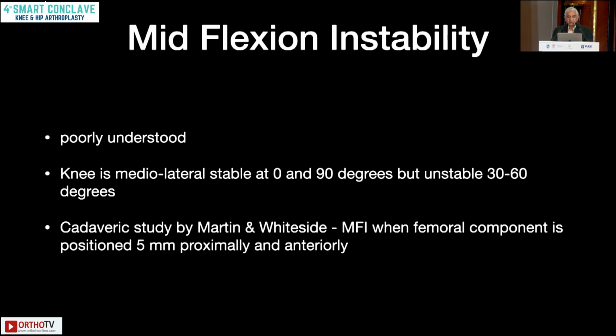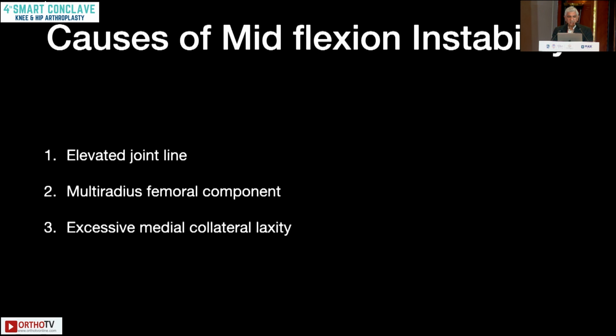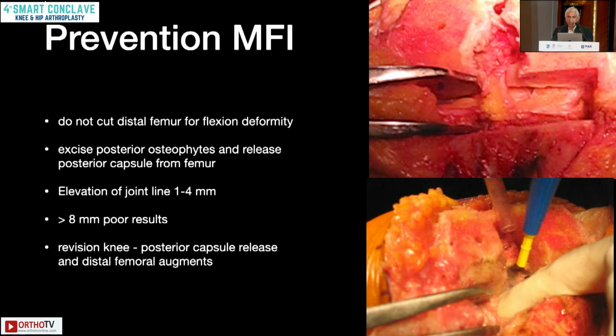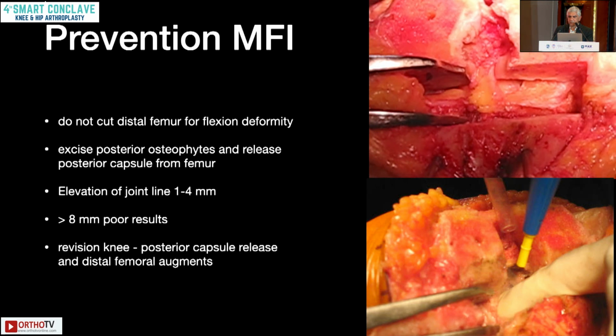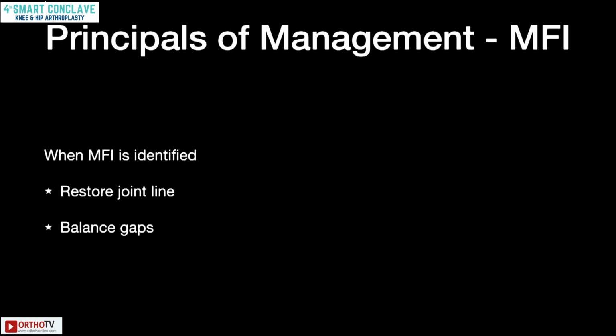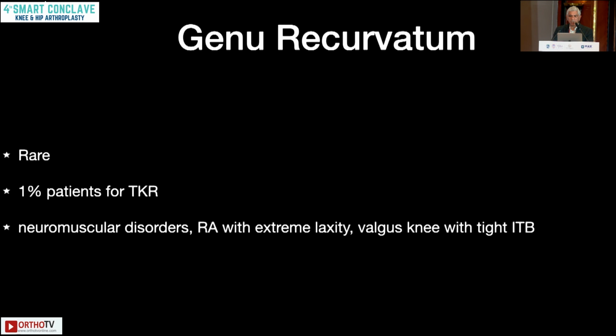There is also mid-flexion instability, which is poorly understood. Again, the problem is that there is an elevation of the joint line. Sometimes you have used a multi-radius femoral component and there is excessive medial collateral laxity. So to prevent mid-flexion instability, don't do excessive posterior cuts. Always first remove the osteophytes and the soft tissue before you do more distal femoral cuts. Principle of management is the same: restore the joint line and balance the gaps.